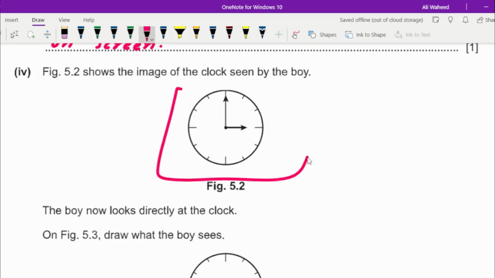So this is the image of the clock. This is not what the actual clock looks like. This is the image of the clock. And once the boy looks at the clock directly, what would the clock look like?